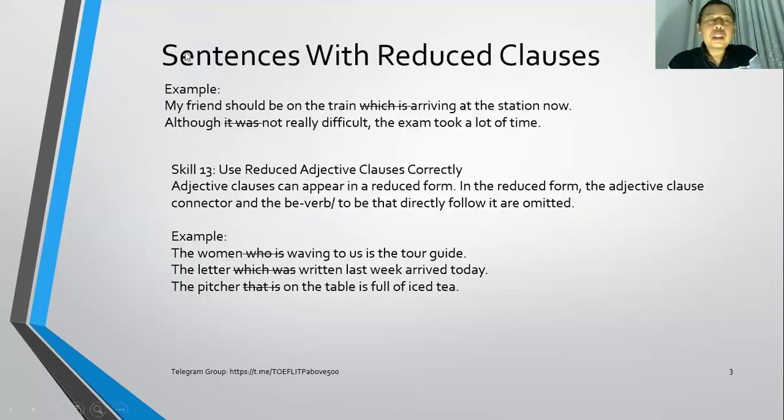This time we study about sentences with reduced clause. For example, number one, my friend should be on the train which is arriving at the station now. So, which is can be reduced or can be eliminated. So, the sentence is, my friend should be on the train arriving at the station now. This is an active sentence.